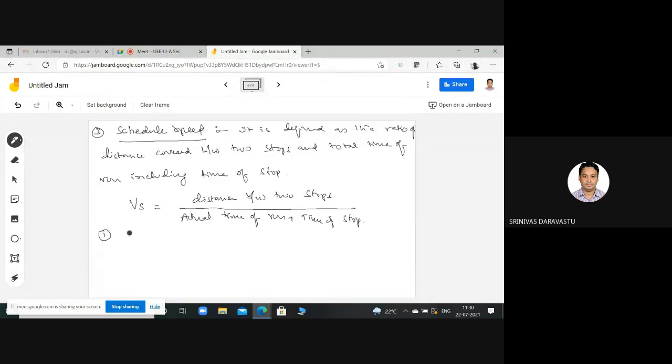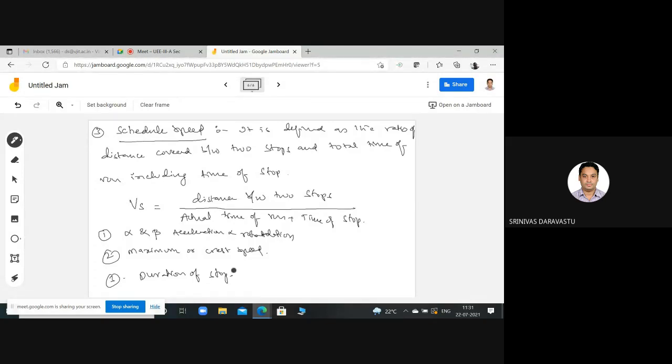First one is acceleration and retardation. Acceleration is represented with alpha and braking retardation is represented with beta. The schedule speed mainly depends upon acceleration and retardation values, second one is maximum speed or crest speed, and third one is duration of stops.